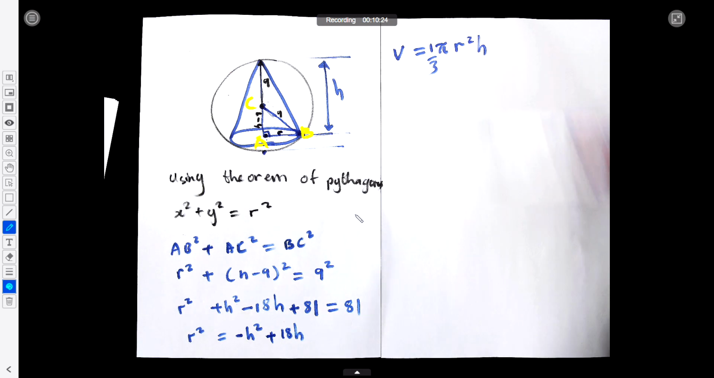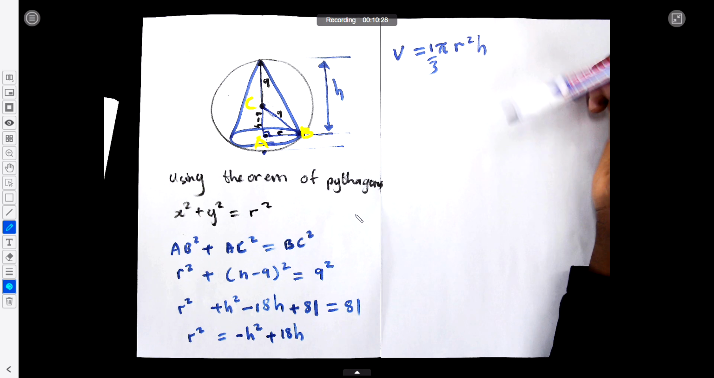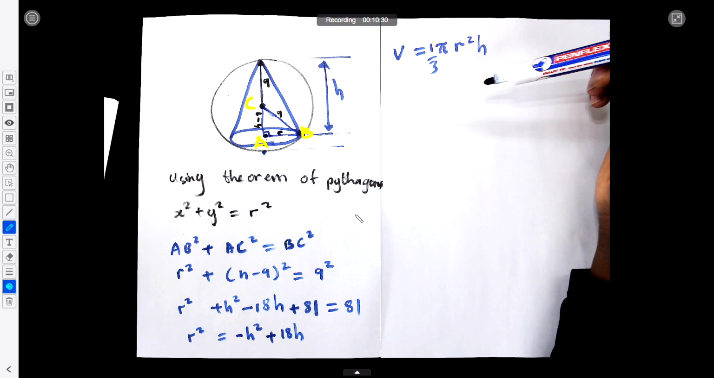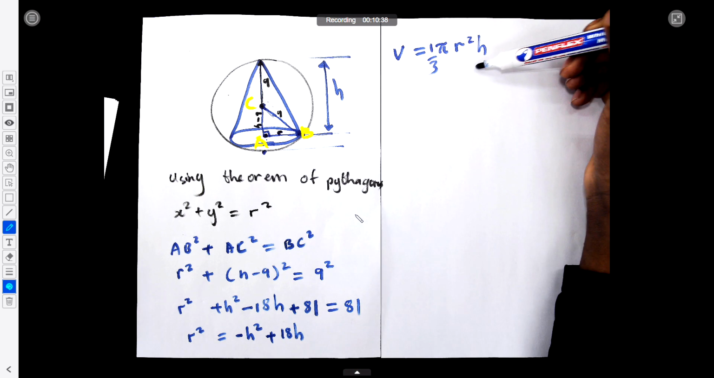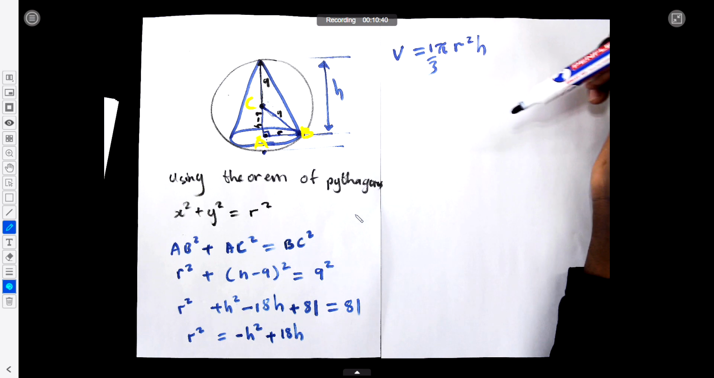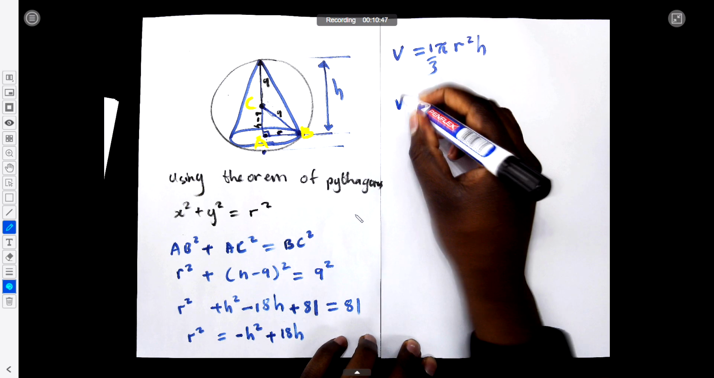Because we want to maximize. Now, for a maximum volume of the cone, we know that we have to differentiate. Volume depends on height or the radius. So for a maximum volume, we need to differentiate, and then equate it to 0. That's where we're going.